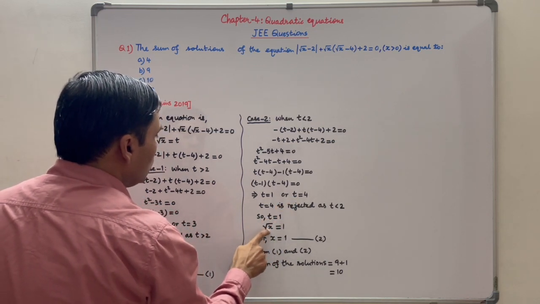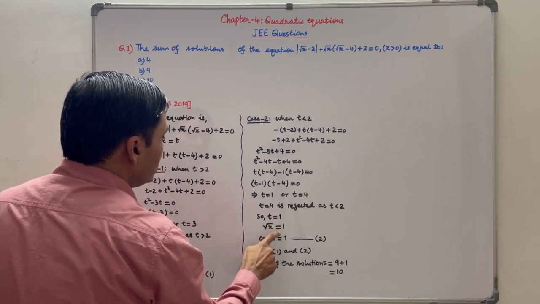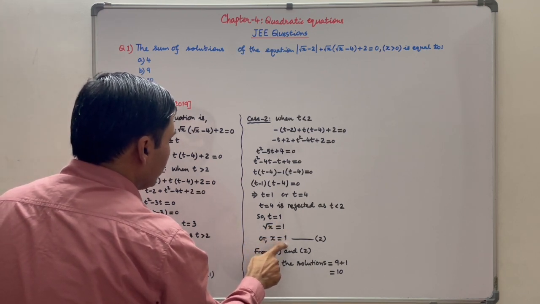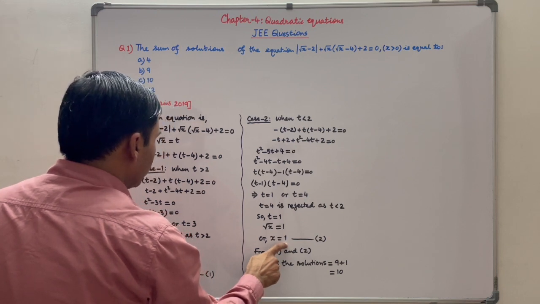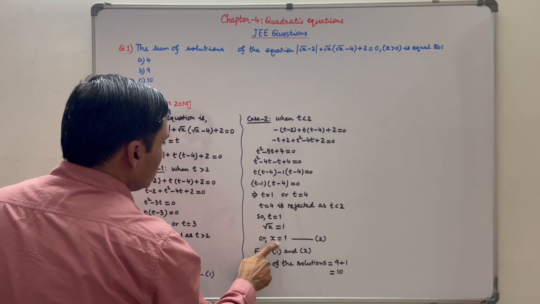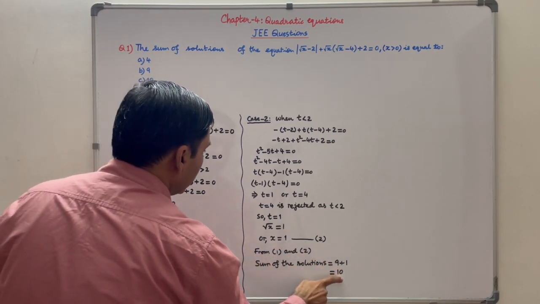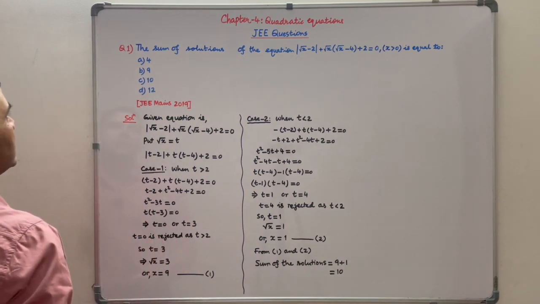t = √x, so √x = 1. Square both the sides, so x = 1. So we have got two solutions, x = 9 and x = 1. So the sum of solutions will be 9 + 1, and that is 10. So option C is correct.